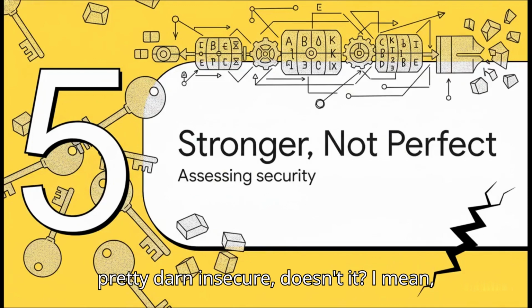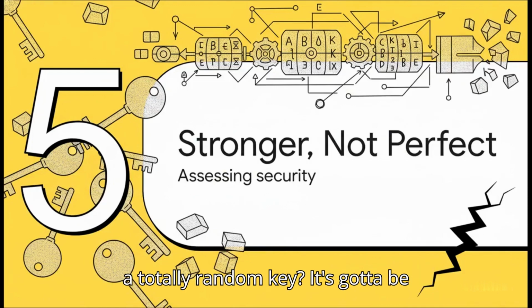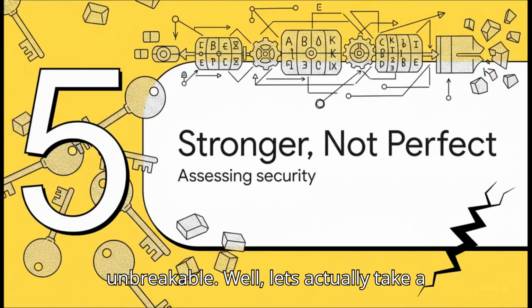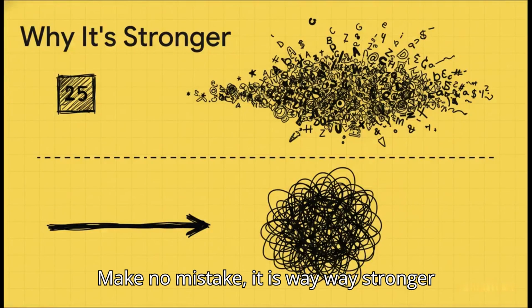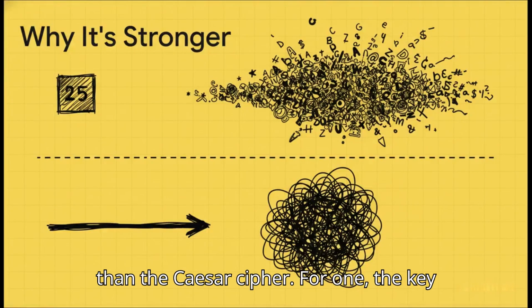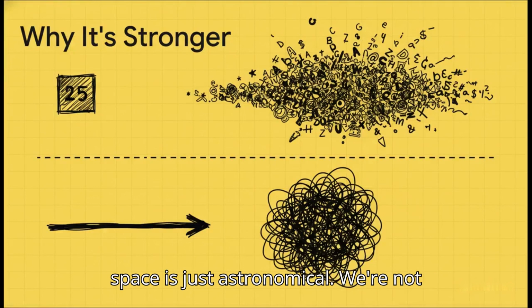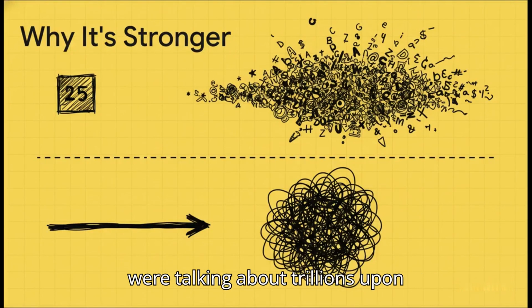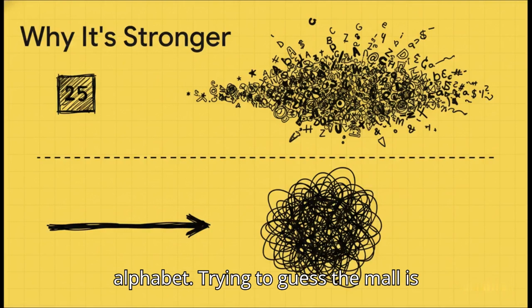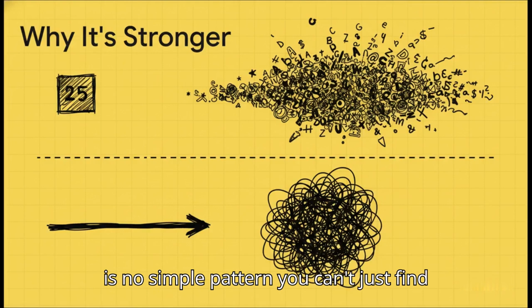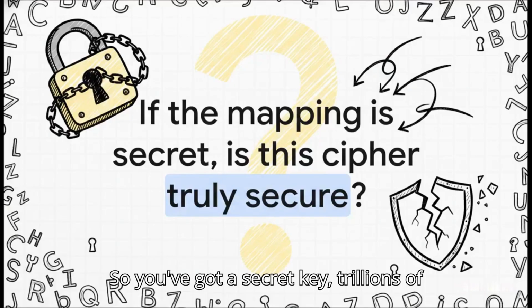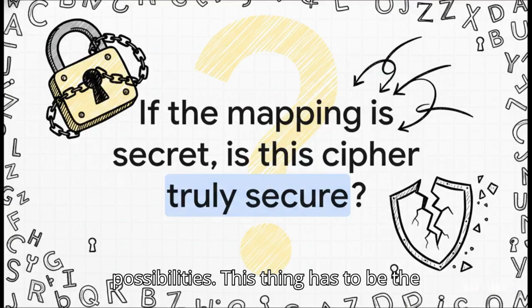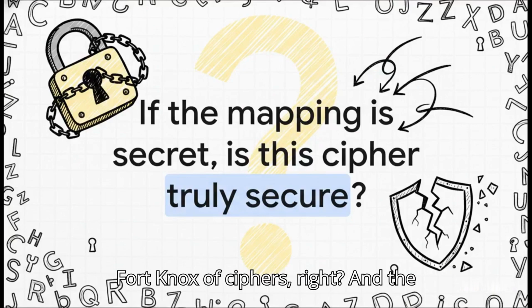Now, this all seems pretty darn secure, doesn't it? I mean, a totally random key? It's got to be unbreakable. Well, let's actually take a closer look at how strong it really is. Make no mistake, it is way, way stronger than the Caesar cipher. For one, the key space is just astronomical. We're not talking about 25 possible keys anymore. We're talking about trillions upon trillions of ways to scramble an alphabet. Trying to guess them all is literally impossible. And second, there's no simple pattern. You can't just find one letter and figure out the rest. So you've got a secret key, trillions of possibilities. This thing has to be the Fort Knox of ciphers, right?